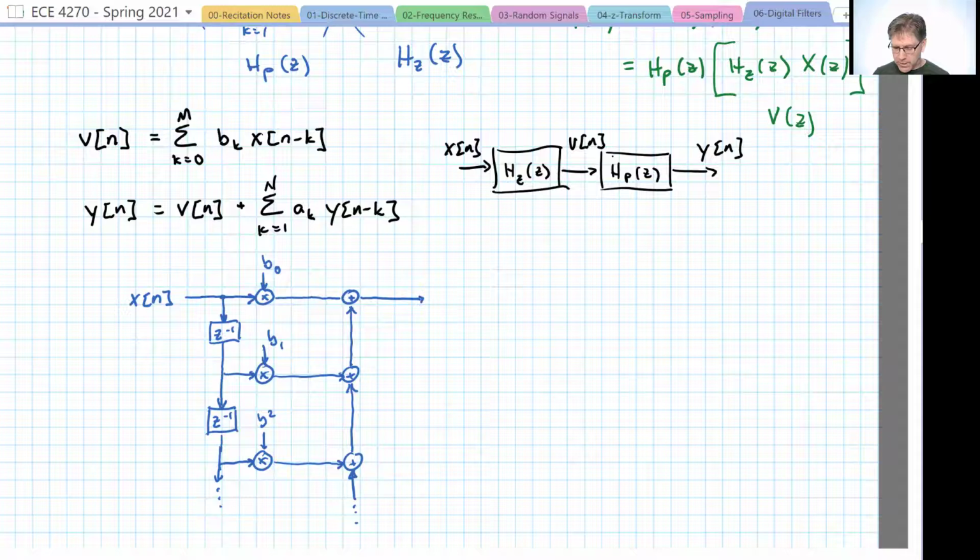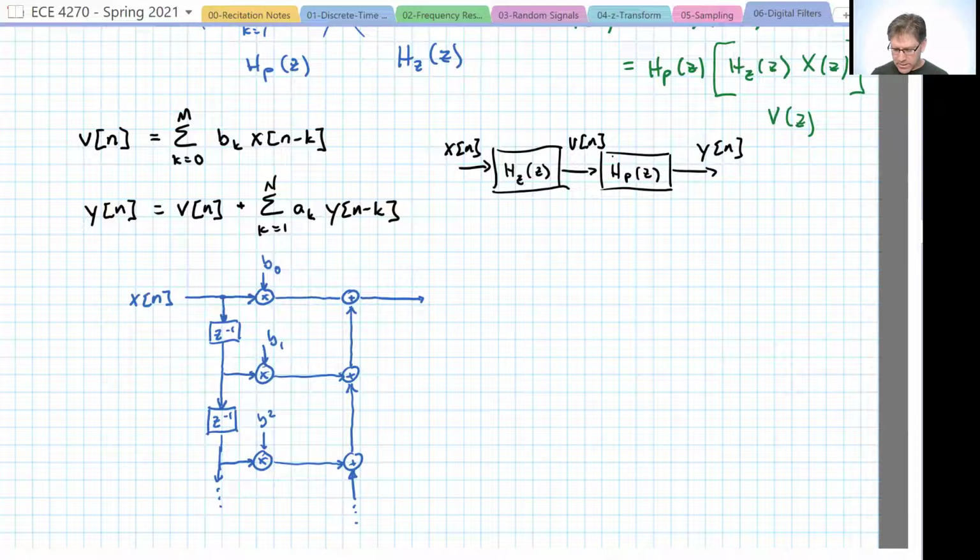Okay, so here we have the first part representing H of Z. Just to walk you through here, we have the input X of N, and with no delay, straight up X of N is multiplied by B0. That's added to the other terms, which we'll discuss next.